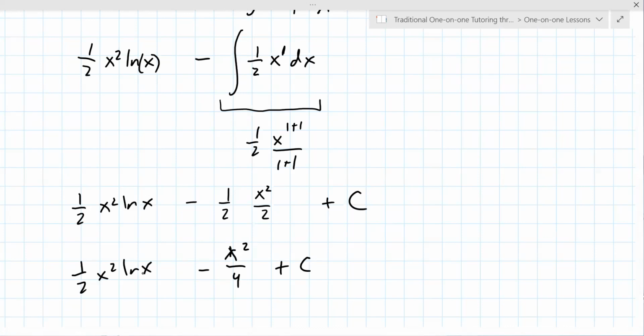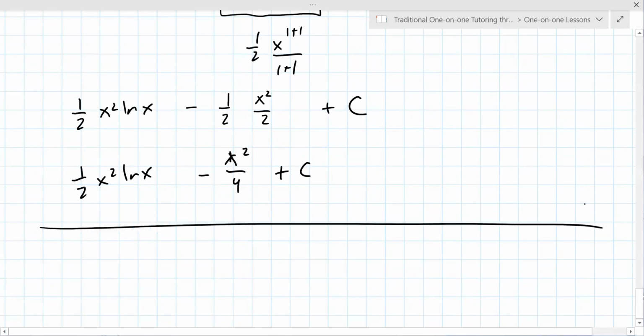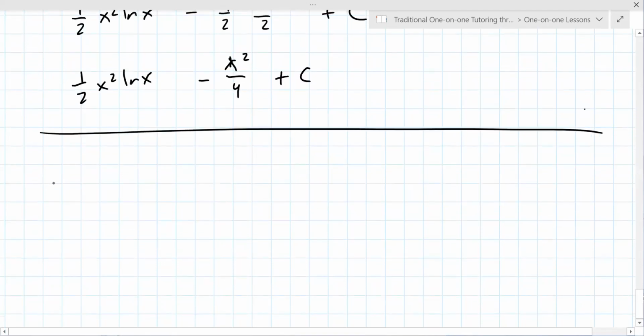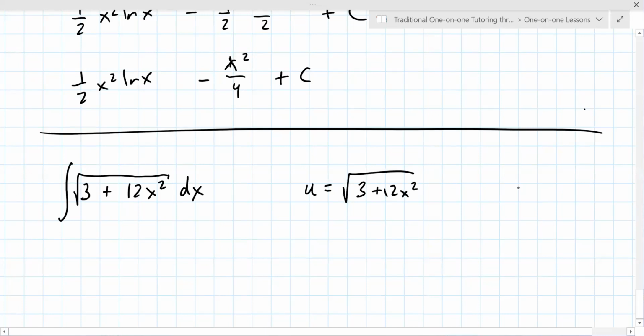All right, so here's one. What is the integral of the square root of 3 plus 12 x squared, dx? And this is integration by parts. The u is going to be the square root of 3 plus 12 x squared, because you can take a derivative of that. And then your dv is dx.